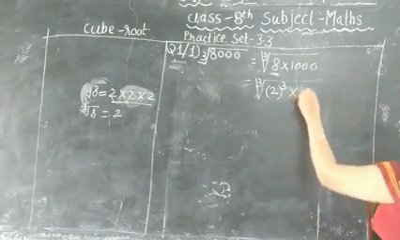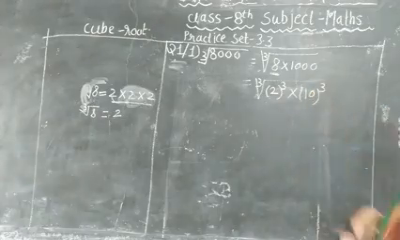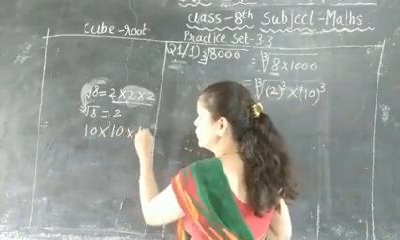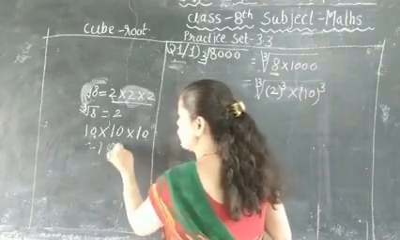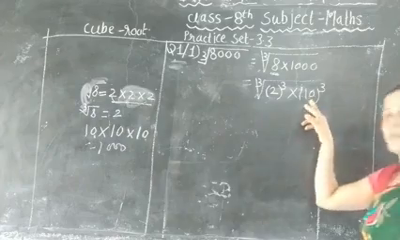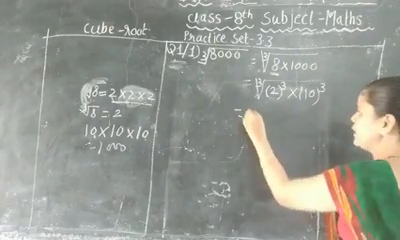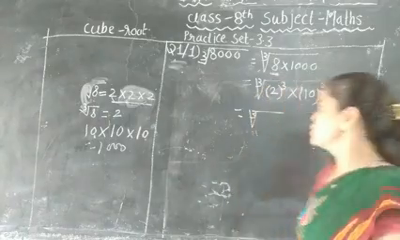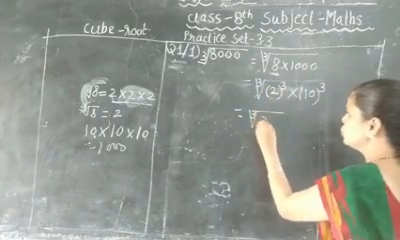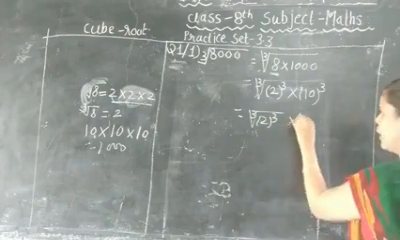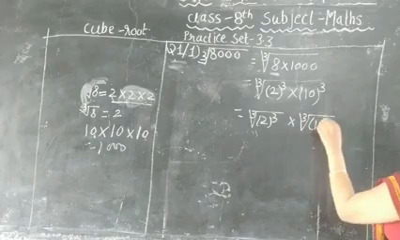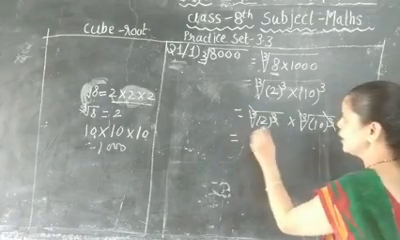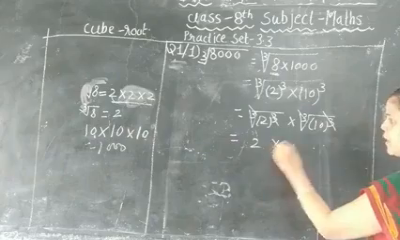Then 1,000 we can write as 10 raised to the power 3, because 10 into 10 into 10 is 1,000. We already studied the law of indices. So according to the law, cube root of 2 raised to the power 3 multiplied by cube root of 10 raised to the power 3, the cube root and the power of 3 cancel out, and the remaining is 2 multiplied by 10.